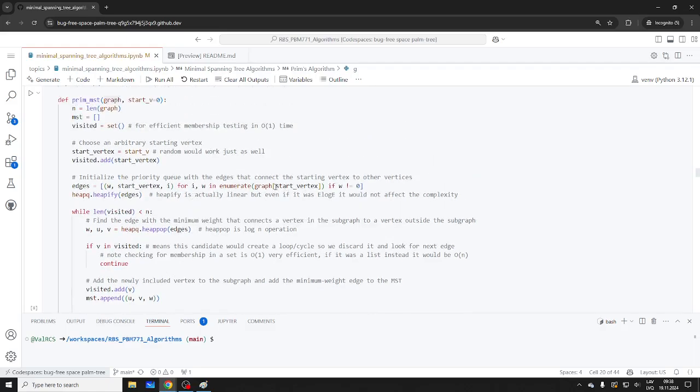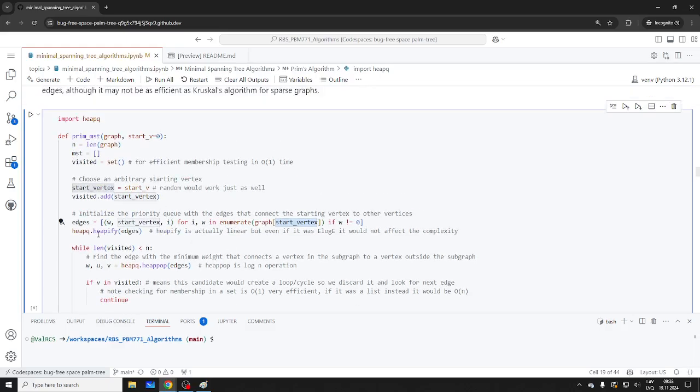So, start vertex, okay, and let's see how we find the edge. We enumerate the graph, so this looks like the i is the index for that.